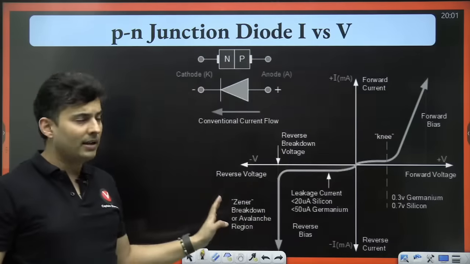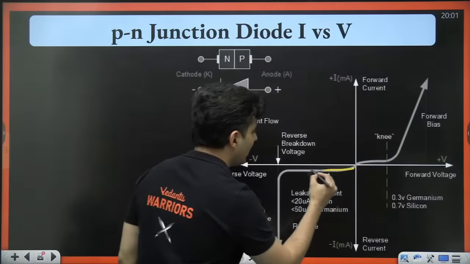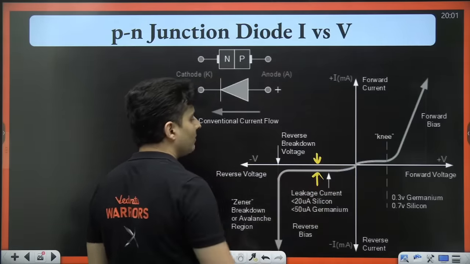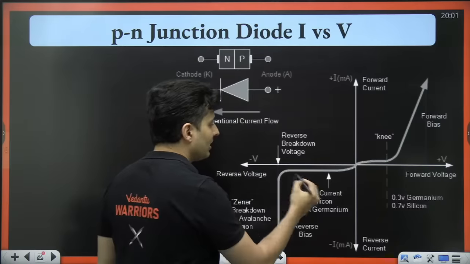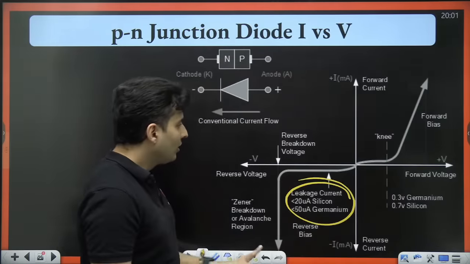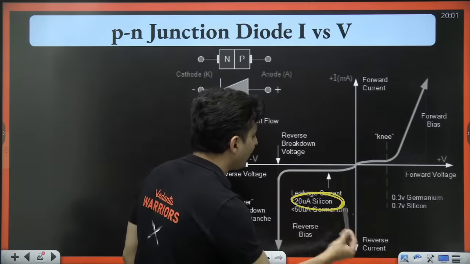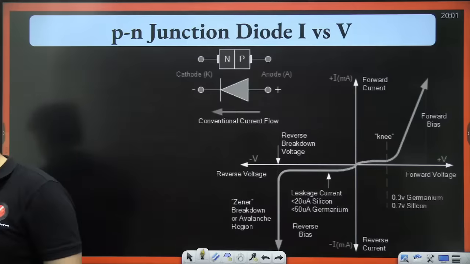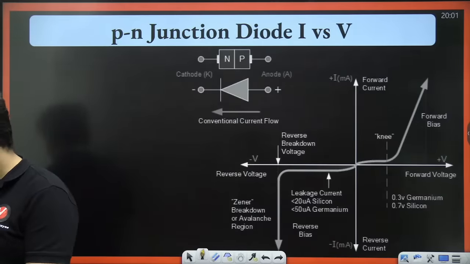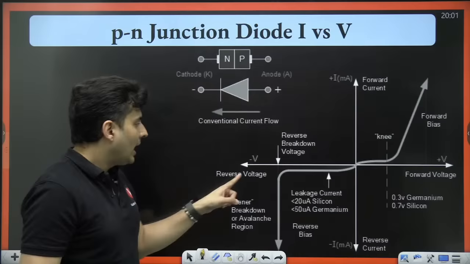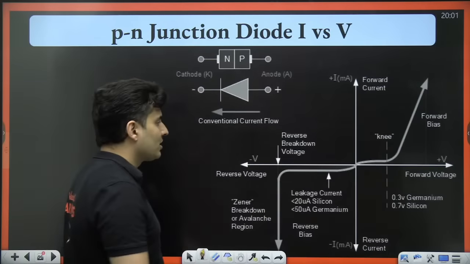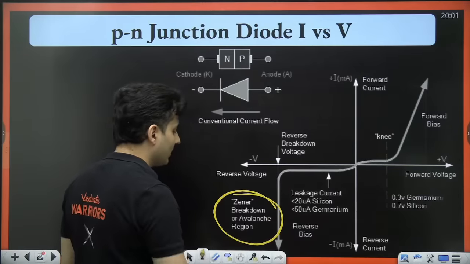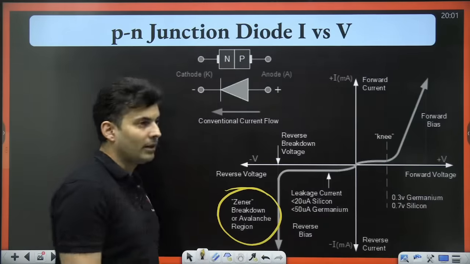In the reverse bias, notice how the current is small for a long time. This current is very, very small in the reverse bias. That is why it is called leakage current. Notice how the currents are in microamperes. Micro is a very, very small current. And there comes a voltage after which it does not grow. Breakdown occurs. That is called the Zener breakdown.